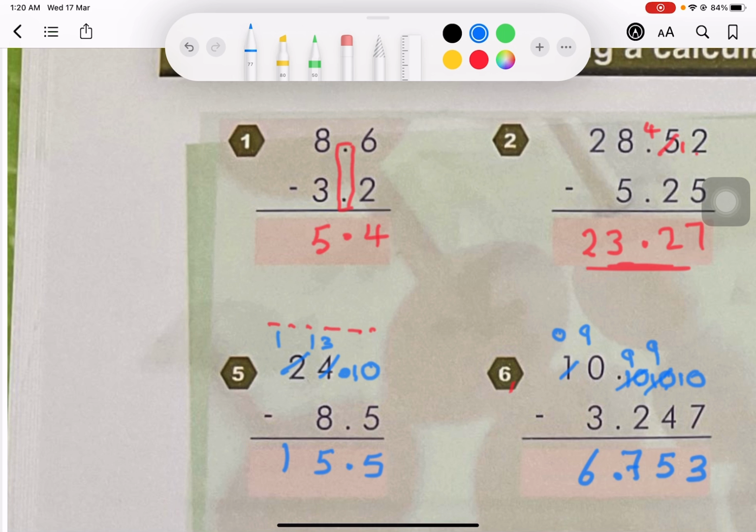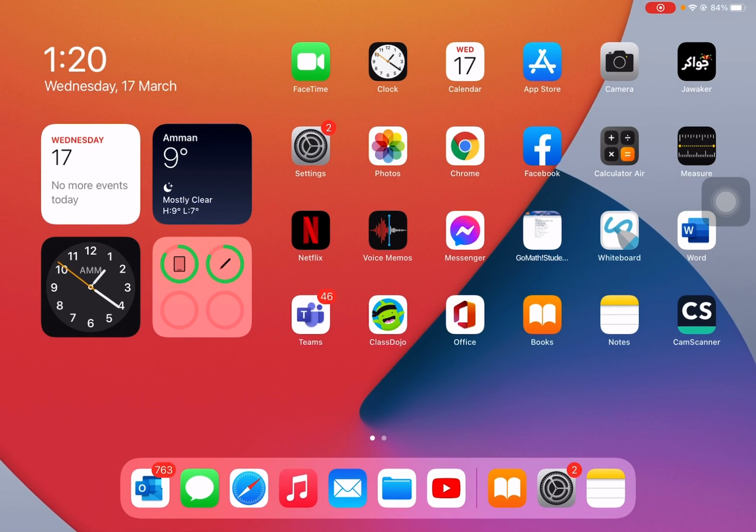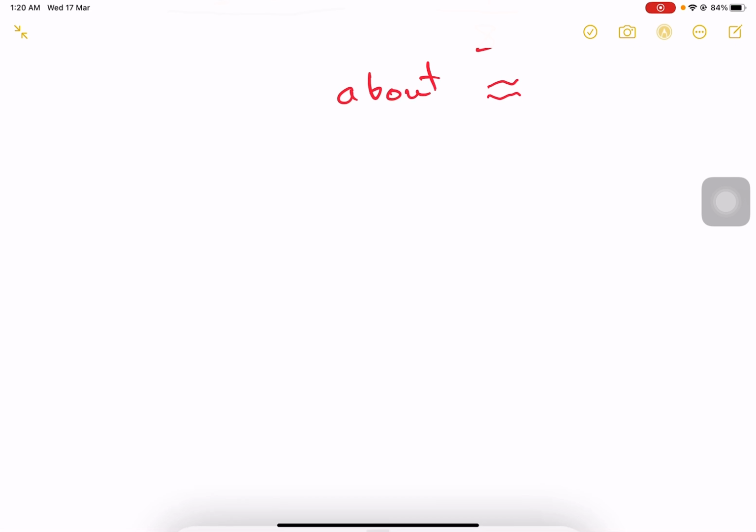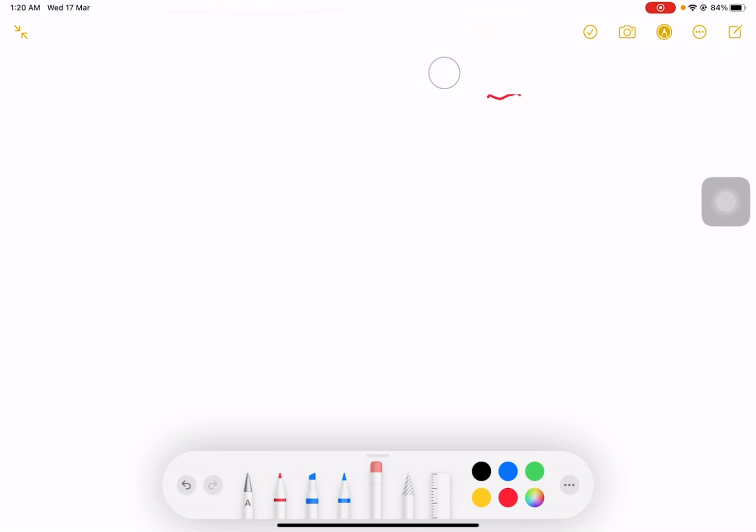Now, grade 6, if I have two numbers, and I want to subtract or even add, okay? The important thing is that you should align your decimals under each other.